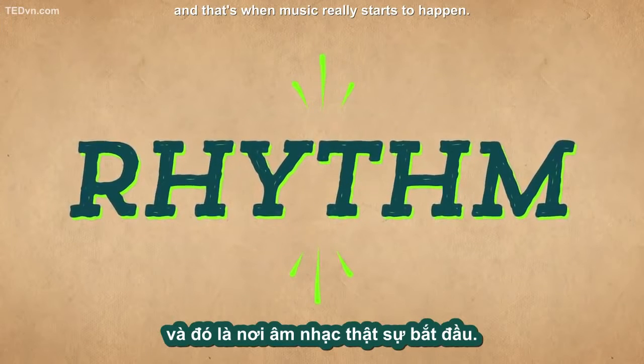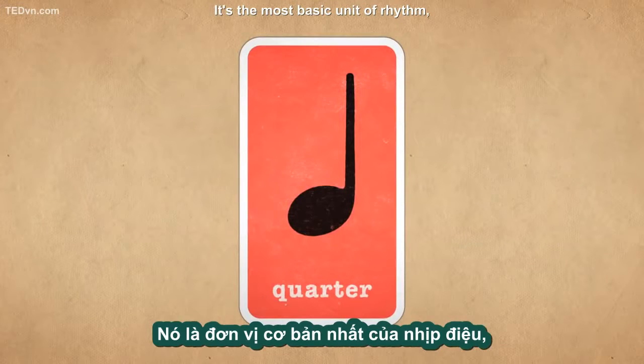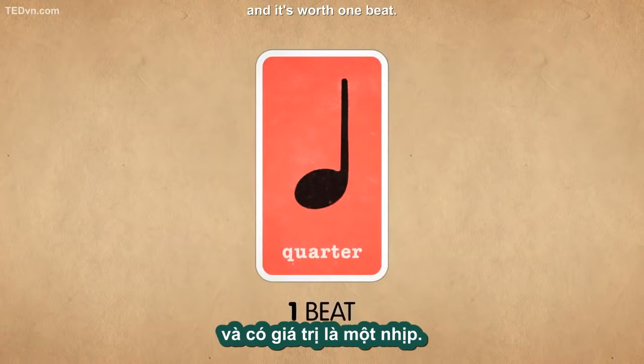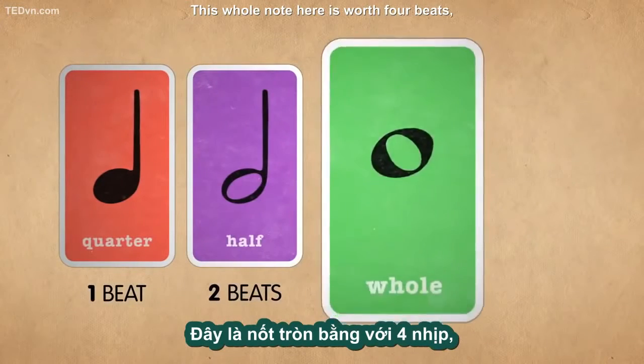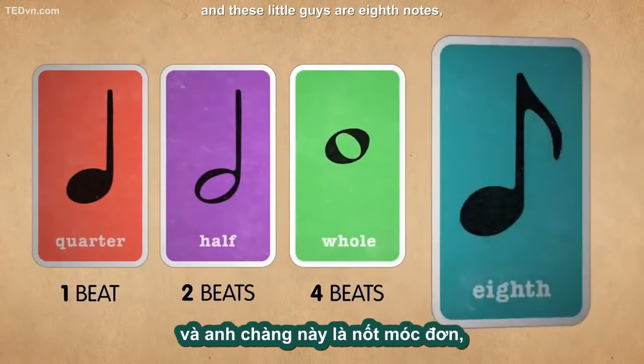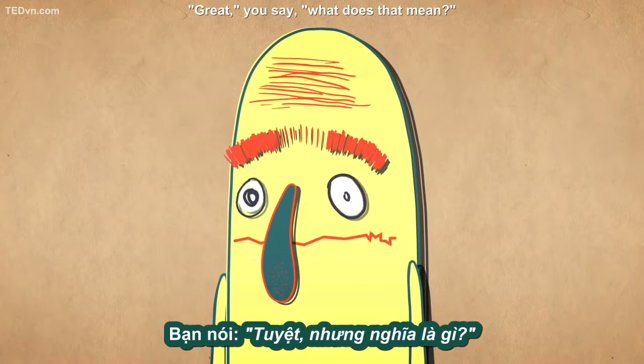With a steady beat as a foundation, we can start adding rhythm to our pitches, and that's when music really starts to happen. This is a quarter note. It's the most basic unit of rhythm, and it's worth 1 beat. This is a half note, and it's worth 2 beats. This whole note here is worth 4 beats, and these little guys are eighth notes, worth half a beat each. Great, you say. What does that mean?